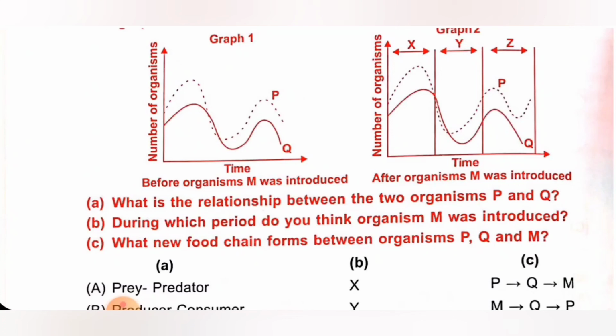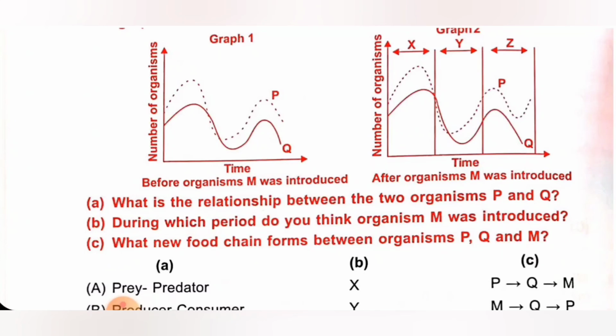So first question. P is a predator and Q is a prey. Because, refer to the given graph, dear kids. Because the population of P increases with an increase in the population of Q. Okay, so P is a predator and Q is a prey. For the second question, when graphs 1 and 2 are compared, graph 2 shows changes during period Z. Therefore, organism M was introduced during that period. Okay.